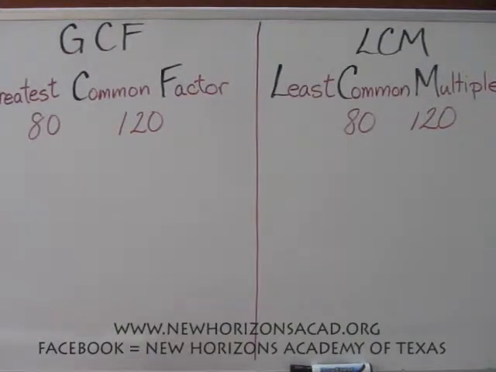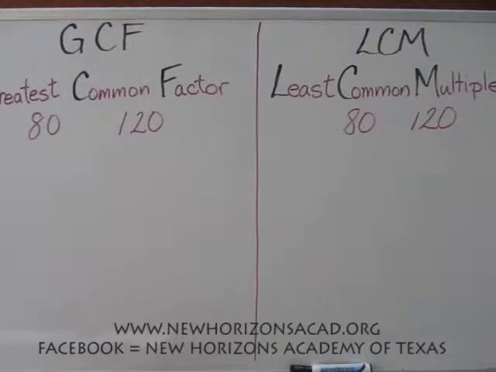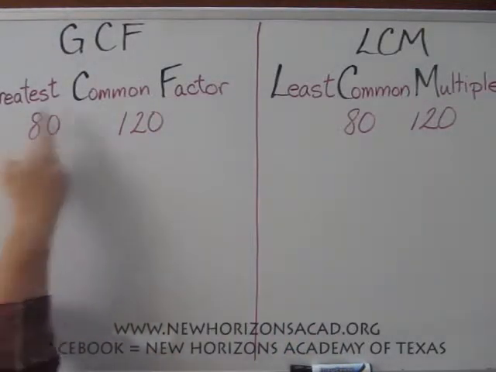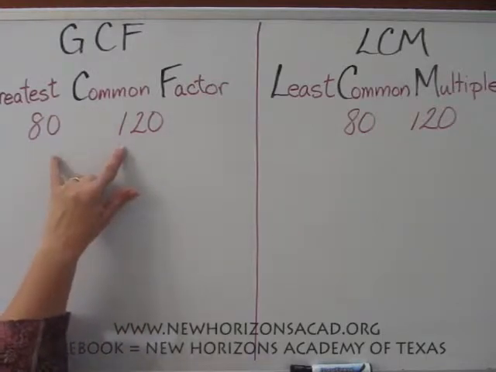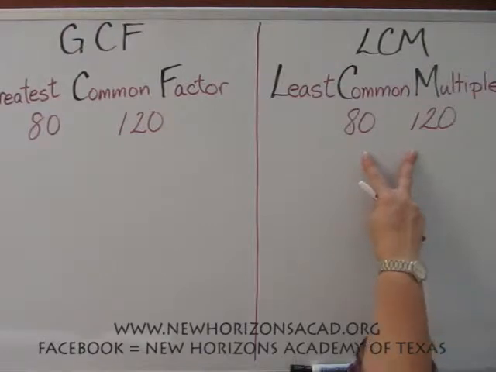All right, now the rest of these words. Greatest means biggest. Least means smallest. Common means they have something in common, that's something they both have. Two brothers have parents in common. Well, we're looking for the factors that these two numbers have in common. The biggest factor that these two numbers have in common. We're looking for the multiple that these same two numbers have in common. The smallest multiple they have in common.